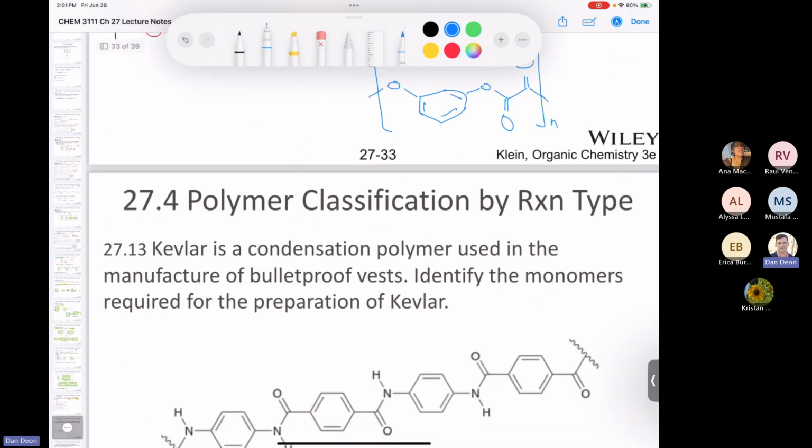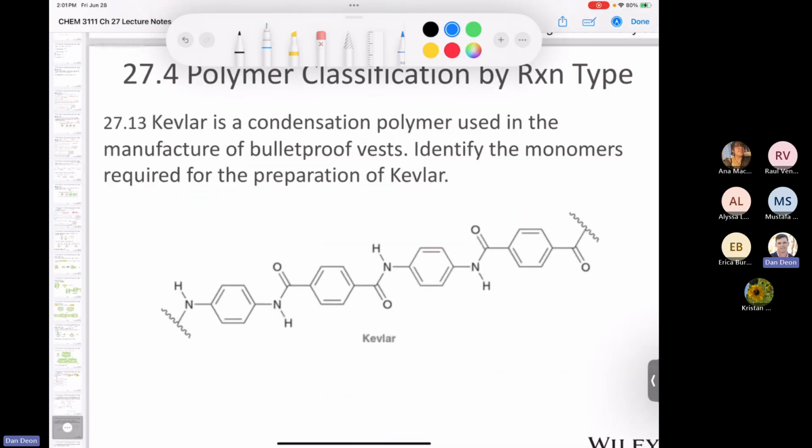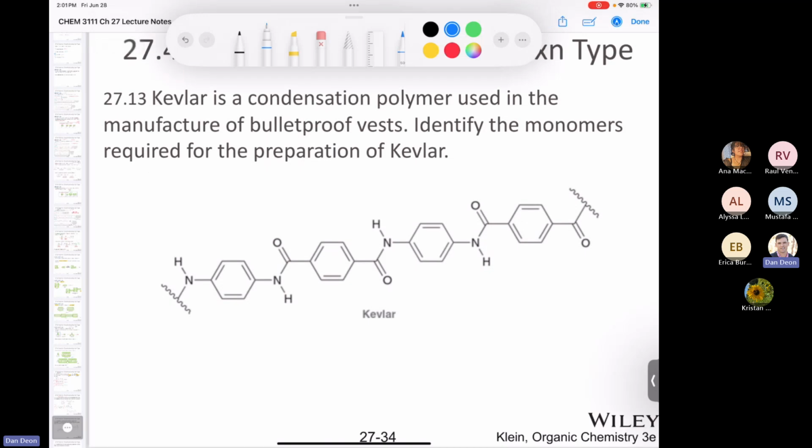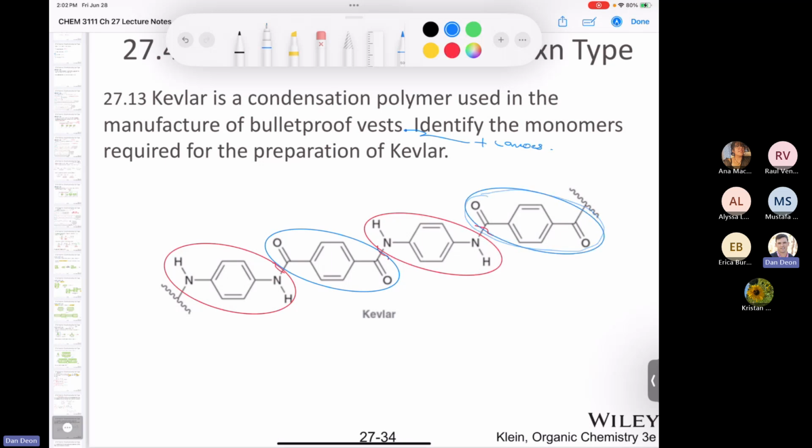Cool. All right. Next one says Kevlar is a condensation polymer used in the manufacture of bulletproof vests, and like I said, canoes. Identify the monomers that are used for the preparation of Kevlar. Well, you can see that Kevlar is held together. You've got an amide bond here, an amide bond here, an amide bond here. And so you can see the diamine that it's made from is here. And then you can see the dicarboxylic acid would be this portion right here, right? Then you see the diamine again. Then you see the dicarboxylic acid again, like that.